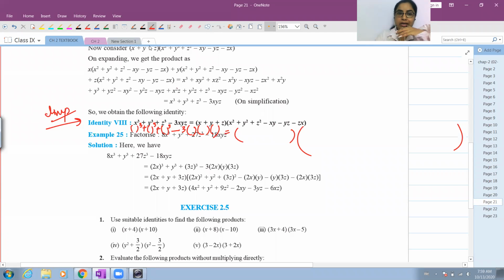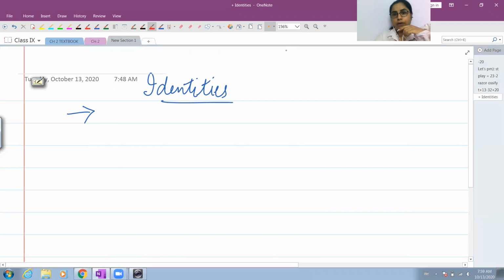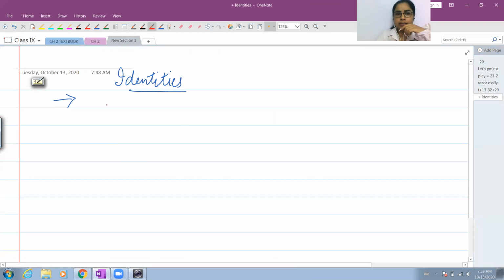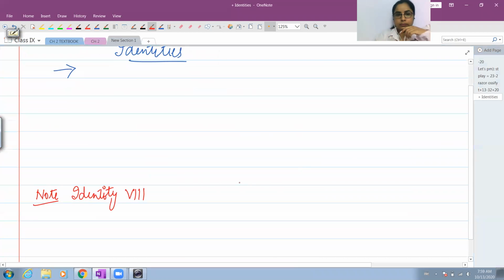इसका एक modified result है which I want you to write down with me right now after you have listed your identity. So I think on one page you can list the identities and then write down a note with the identity number 8. Identity number 8, the one I just mentioned. This is what the identity is.